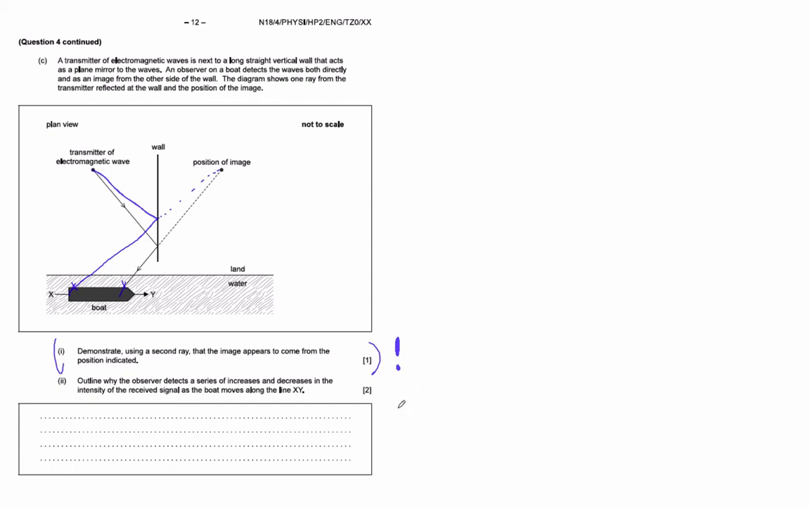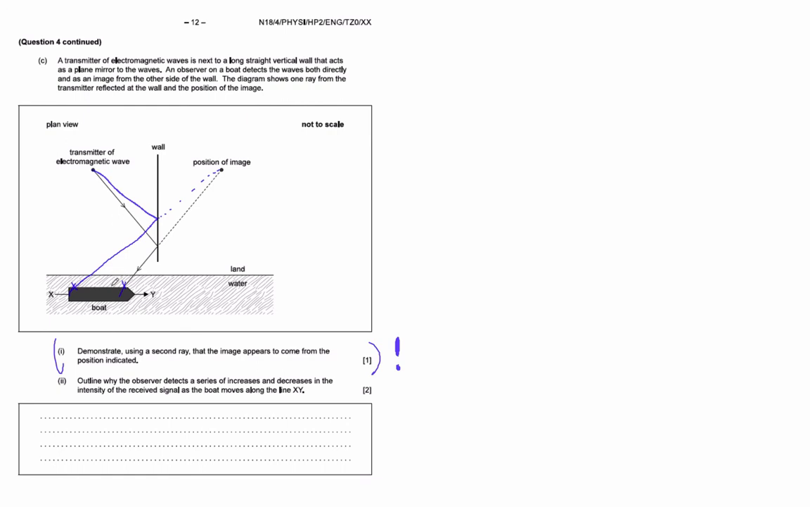Okay, let's see. Outline why the observer detects a series of increases and decreases in the intensity. Okay, so why do you? Well, because basically if it's reflecting off of there, it's just like, let's say it was dark, right? And this was light and that wall was a mirror. You would see actually two candles in the darkness. You'd see this one, you'd see this one, right? Now, these are, of course, in phase because they're actually the same thing, right? And assuming that the signal is of one frequency, right?